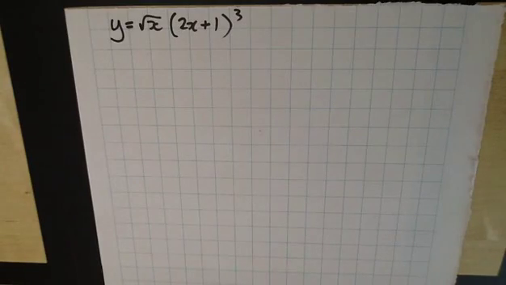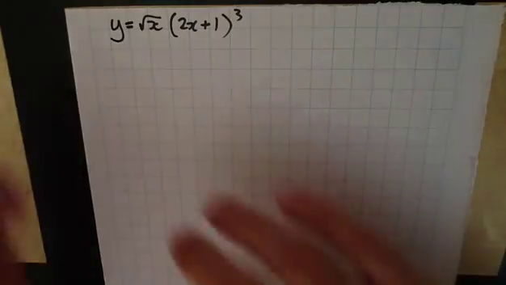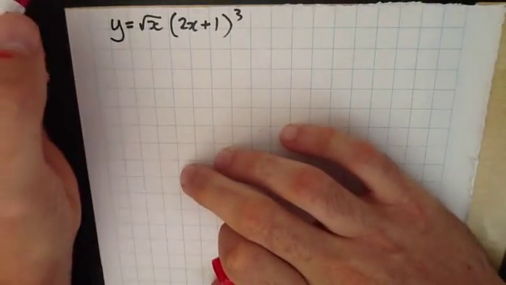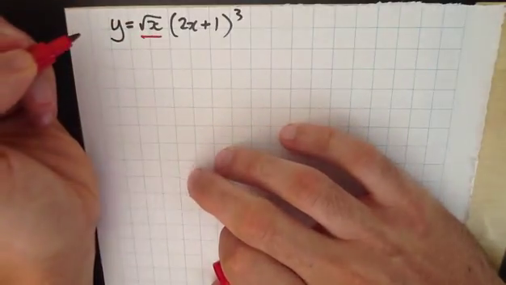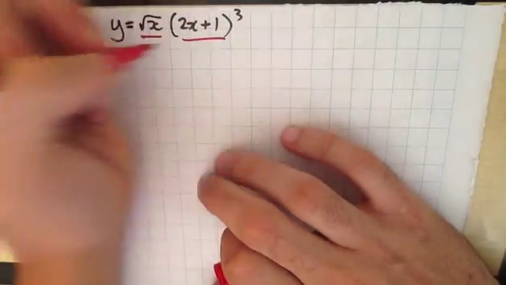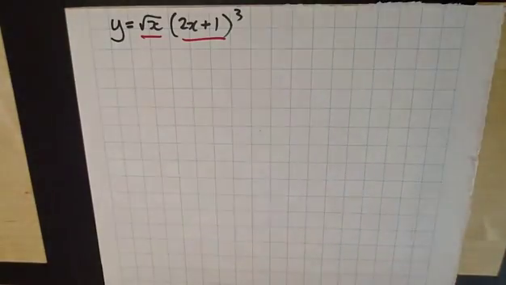So we're going to have to use the product rule to get the derivative of this function here. Okay, and the first thing I like to do, if I'm going to use the product rule, is split this up into two functions. So I've got one function here which I call f of x, and one function here that I'll call g of x.